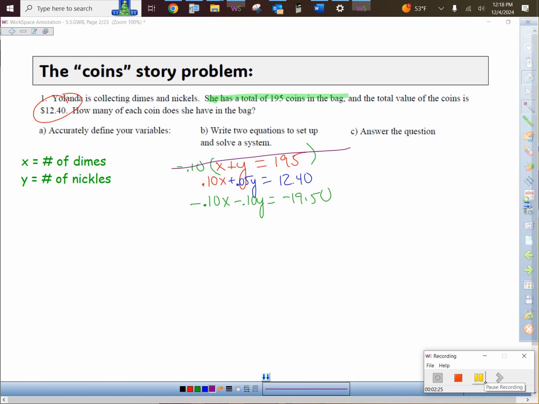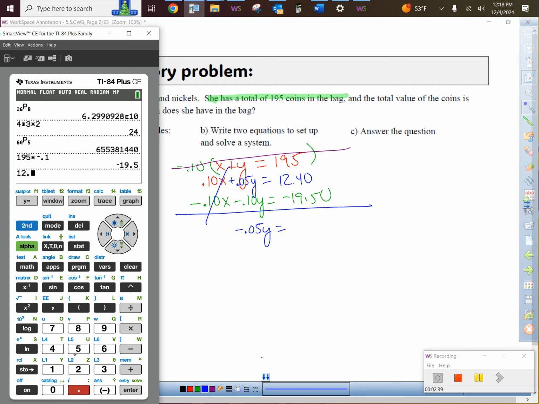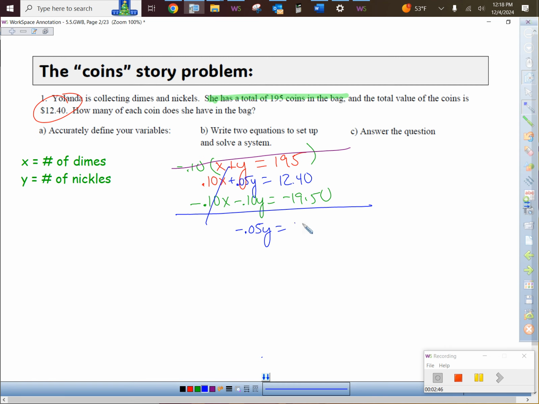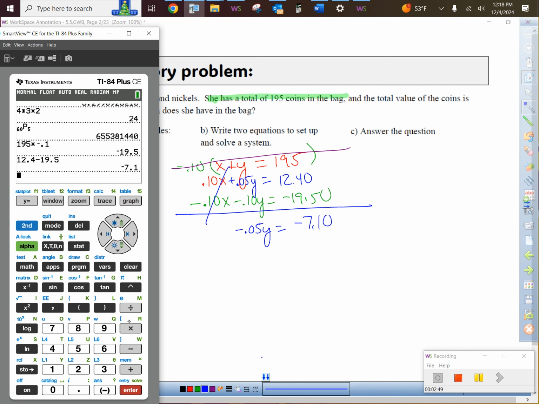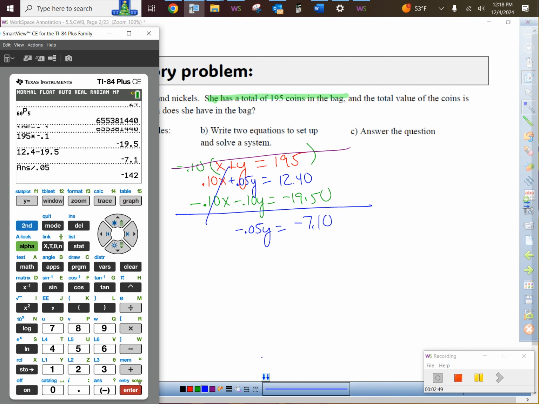So I took the top equation times negative 0.10 and multiplied down here. Now all I got to do is add those together. X's cancel. This would be negative 0.05y equaling 12.40 take away 19.50. I got negative 7.10. And if I divide that by a negative 0.05, I should get a normal number, like an integer, because it's nickels and dimes and stuff like that. You shouldn't get a decimal.